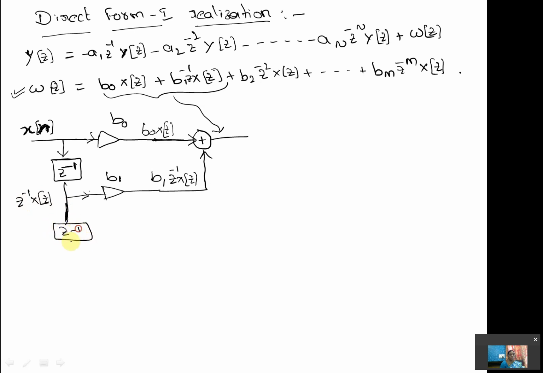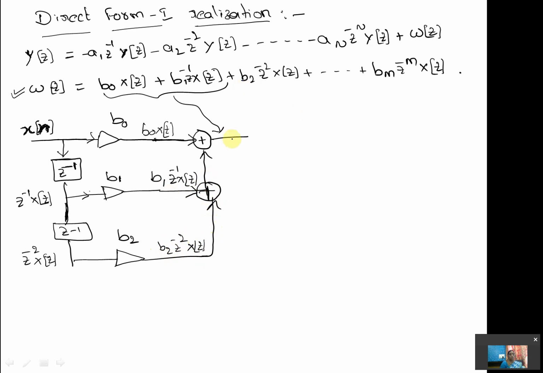So to get z power minus 2 x of z, again use one more delay unit here. Here the input is z inverse x of z. If you delay this one, then you can get z power minus 2 x of z. Now do the multiplication with b2 by using the multiplier b2. Then you can get b2 z power minus 2 x of z. So here again use an adder, then add these two.